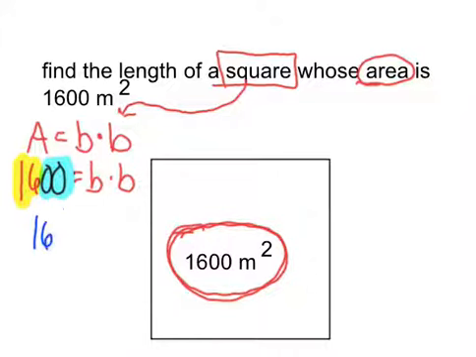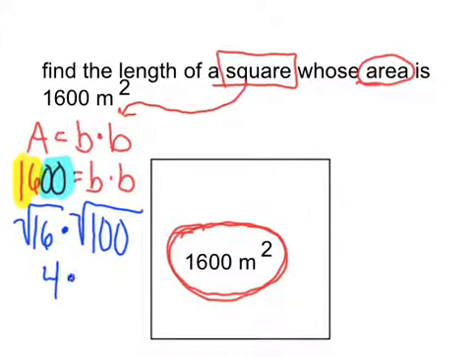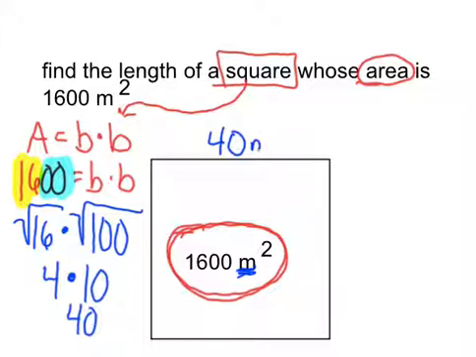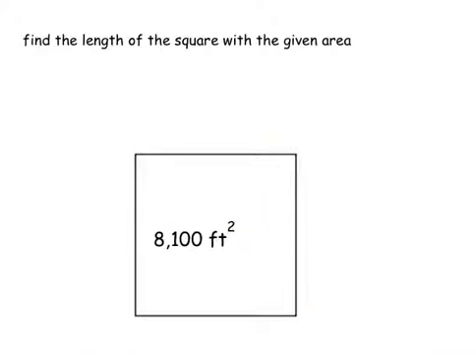So I'm going to try to figure out square root of 16 times the square root of 100. Well, the square root of 16 is 4 times the square root of 100 is 10. So 4 times 10 is 40. That means one side of the square is 40 meters. I'd like you to hit pause and try to answer this one. What is the length of one side if the area on a square is 8,100?